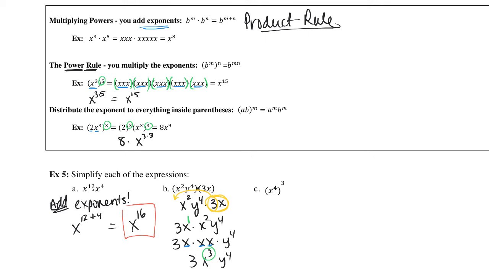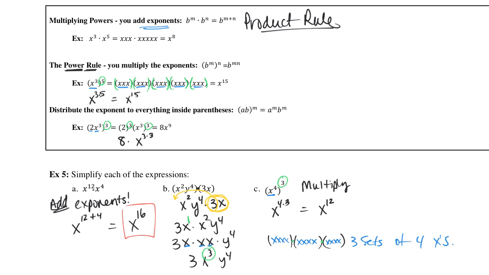All right, now the thing that's going on here is I have something to a power. So that's the power rule, I need to multiply. So I'm going to take 4 times 3 and I'll get x to the 12th. And we can kind of see why. That cubed means take this thing times itself 3 times. And what is it that's being cubed? It's x to the 4th. So we've got x times x times x times x times another x times x times x times x times another x times x times x times x. So this is 3 sets of 4 x's, and that's 12.